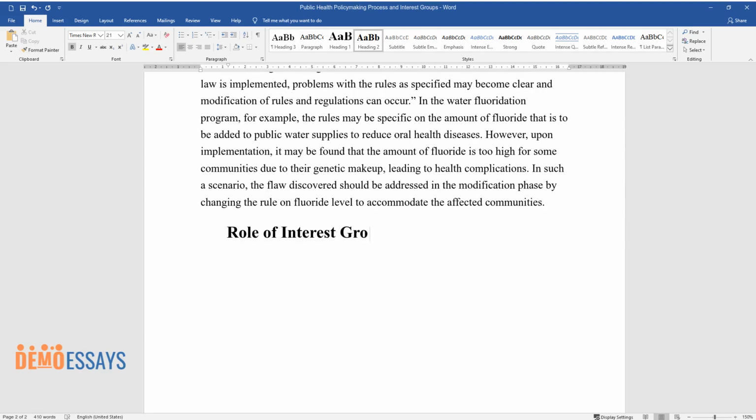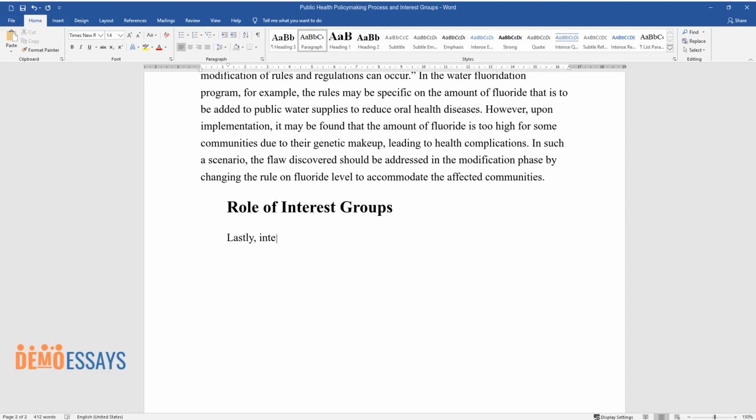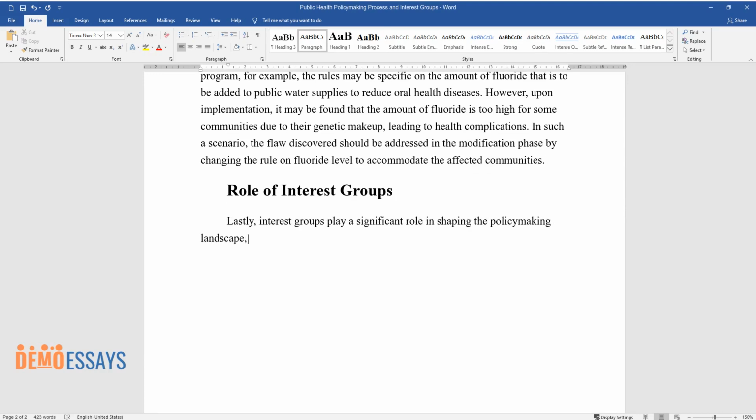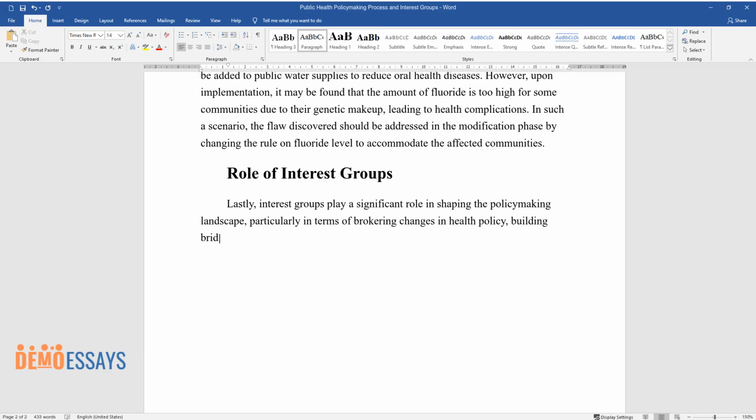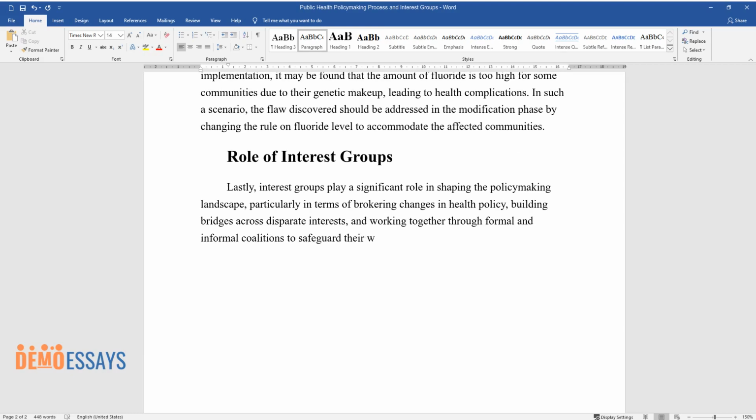Role of interest groups. Lastly, interest groups play a significant role in shaping the policymaking landscape, particularly in terms of brokering changes in health policy, building bridges across disparate interests, and working together through formal and informal coalitions to safeguard their welfare.